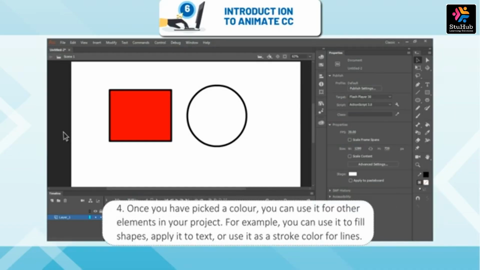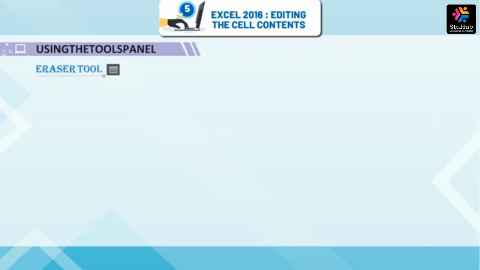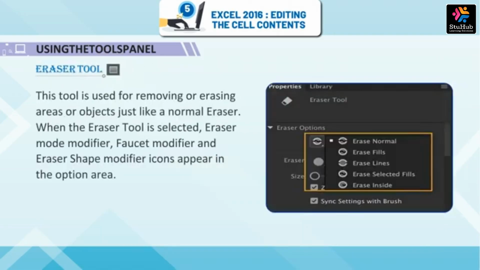Once you have picked a color, you can use it for other elements in your project. For example, you can use it to fill shapes, apply it to text, or use it as a stroke color for a line. Eraser tool. This tool is used for removing or erasing areas or objects just like a normal eraser.